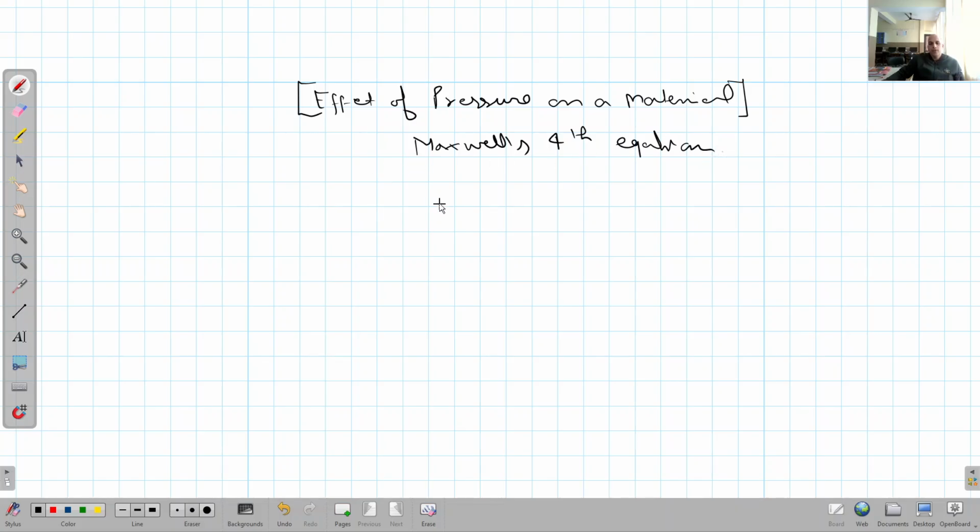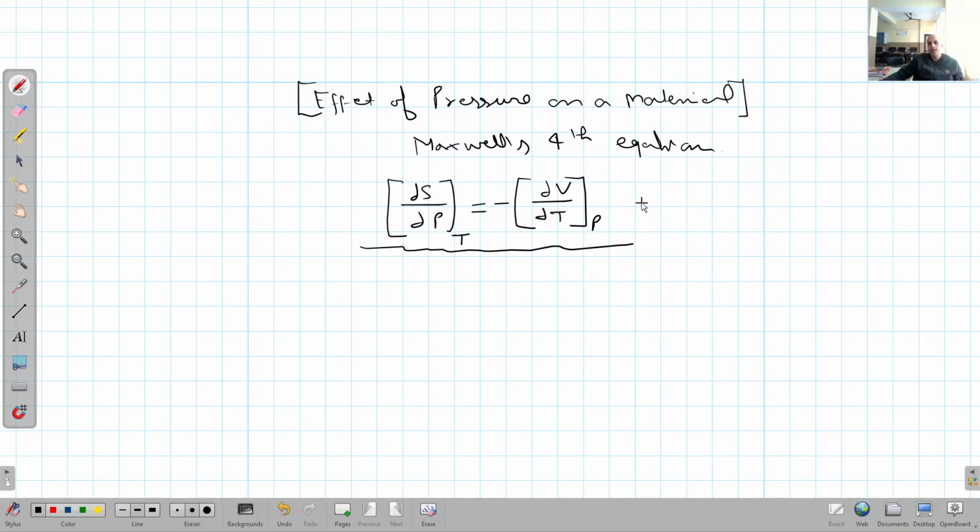Right. We know what the Maxwell fourth equation is. It is ∂S/∂P at constant temperature T, that is equal to negative ∂V/∂T at constant pressure. Right. This is Maxwell's fourth relation. And this is equation number one.